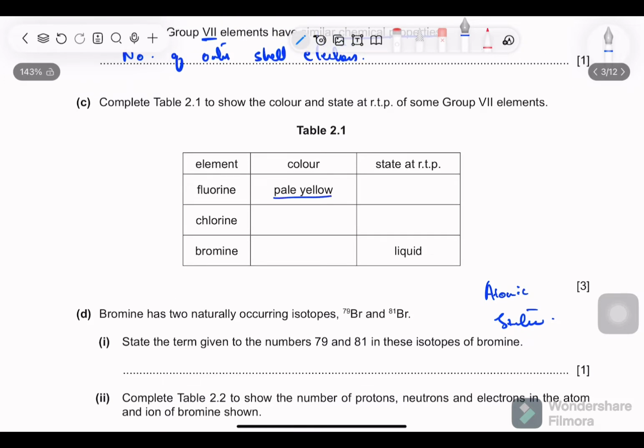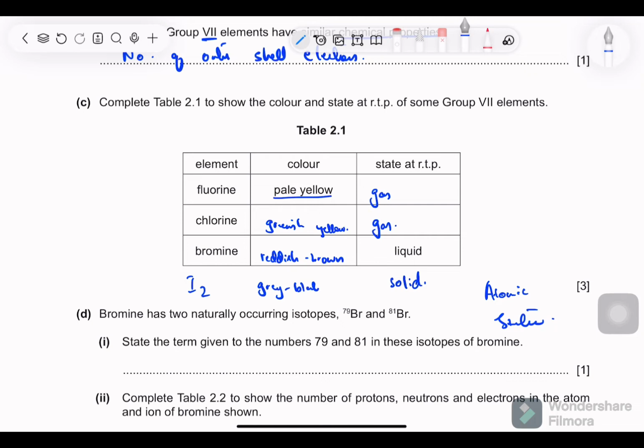Fluorine is pale yellow in color. Its state at room temperature and pressure is a gas. Chlorine is also a gas. Bromine is liquid. Beyond it, iodine is a solid. Chlorine has a color of yellowish green, greenish yellow. Bromine is reddish brown, and iodine is a gray black solid. You have to remember the trend. Also, the boiling points and melting points increase, the density increases, the reactivity, however, decreases.